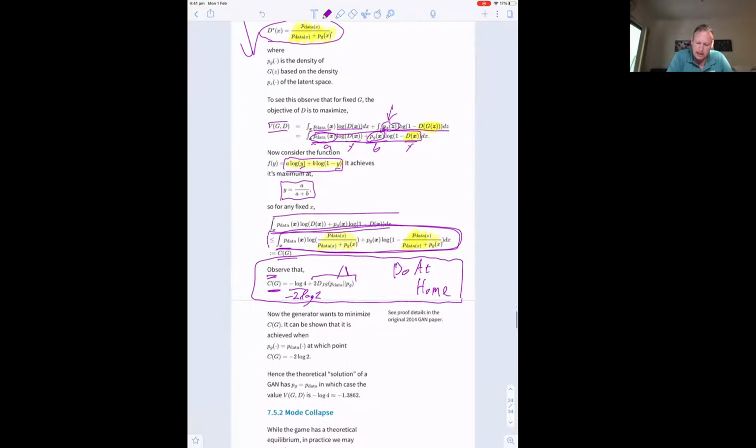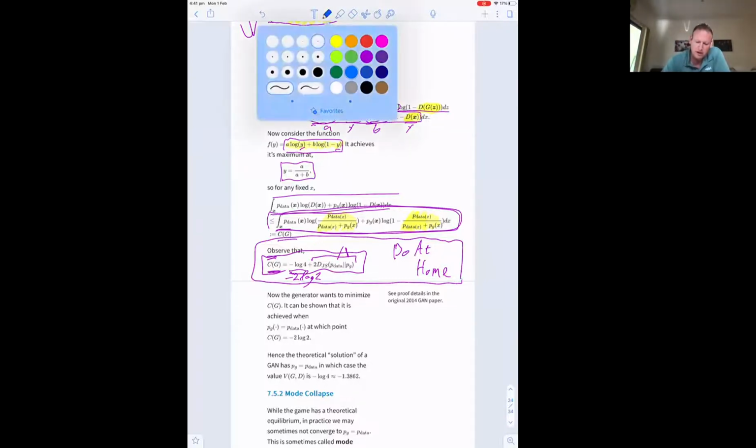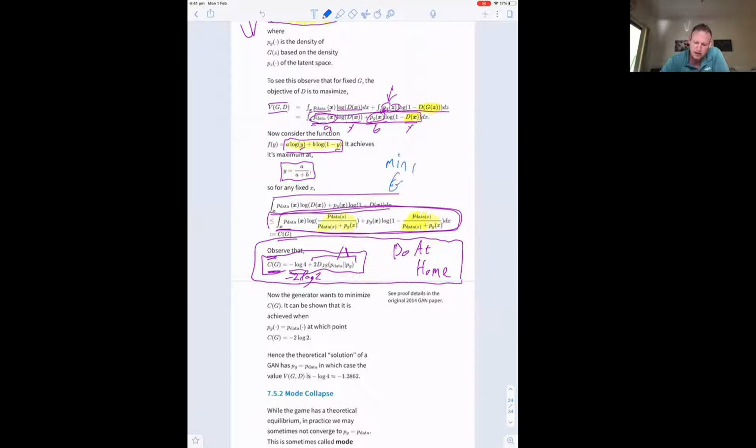So the cost for fixed G is this guy. Now, this is for any G, we see what the discriminator does. This is the discriminator's optimum for a given G. What the generator wants to do is pull this thing down. Remember, our minimax formulation was min over G, max over D of this guy, which was effectively this. And it can be shown, and the details are here, they're not complicated, but you don't have to look at that at home per se, that it's achieved when PG equals P data.